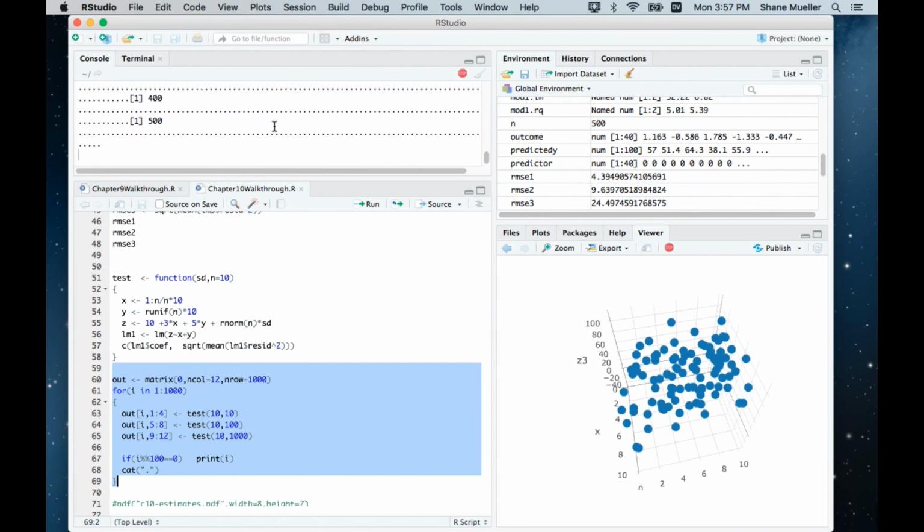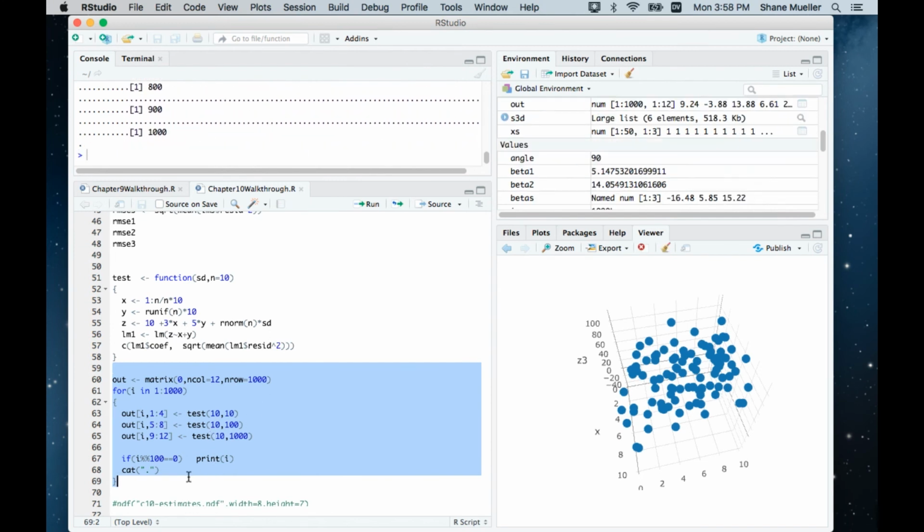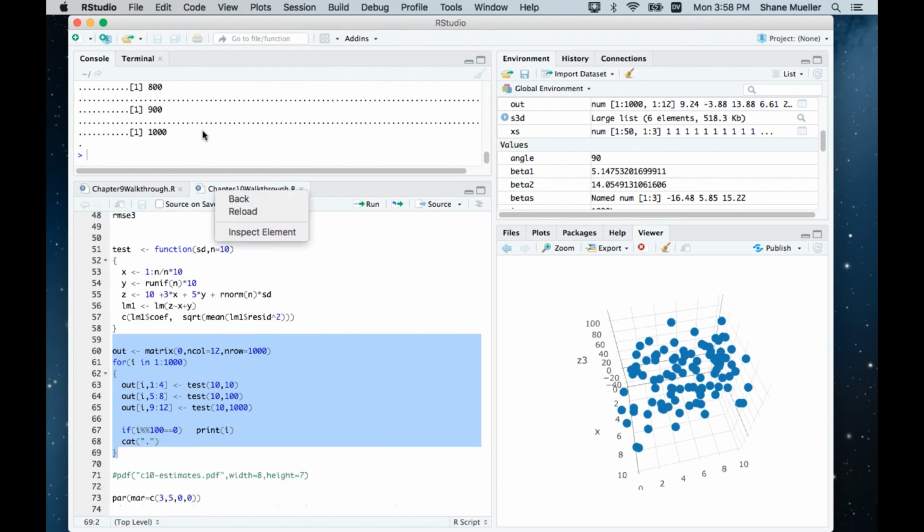It's going to go up to 1,000, and every 100 it's going to give this, and every loop it's going to put a little dot. So it goes pretty quickly, but I like to put this in so that you can see the progress.